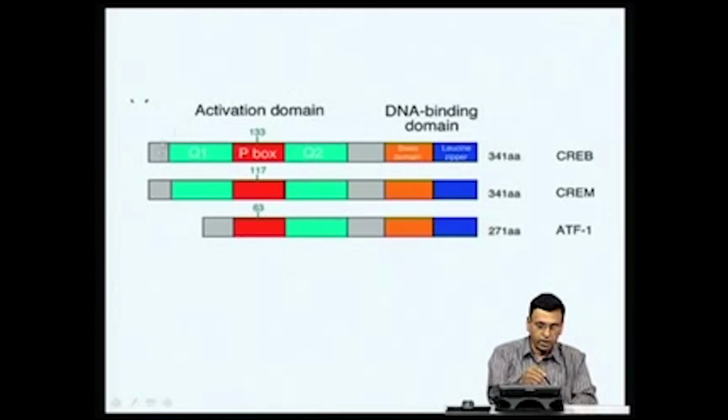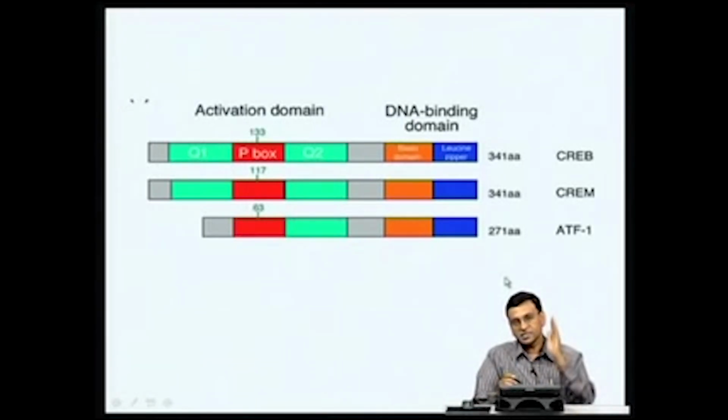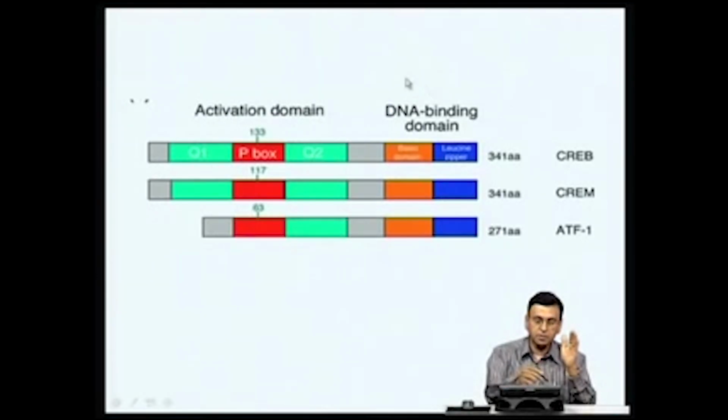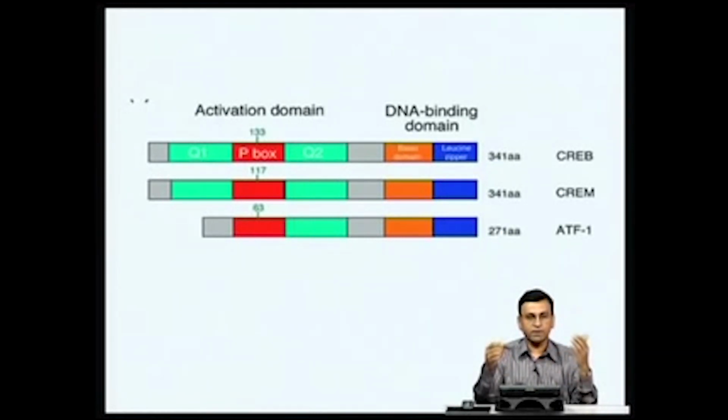The transcription activation domain contains glutamine rich regions designated as Q1 and Q2. And within this glutamine rich region lies the target for protein kinase A: serine 133 in the case of CREB, serine 117 in the case of CREM, and serine 63 in the case of ATF1 is the target for protein kinase A phosphorylation. So, all these members of the CREB ATF family of transcription factors contain a DNA binding domain consisting of a basic region and leucine zipper, and a transcription activation region which is rich in glutamine residues, and a serine residue within this transcription activation domain is phosphorylated by protein kinase A, leading to the activation of transcription.